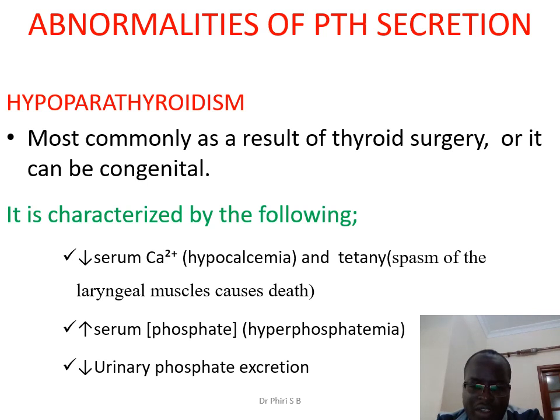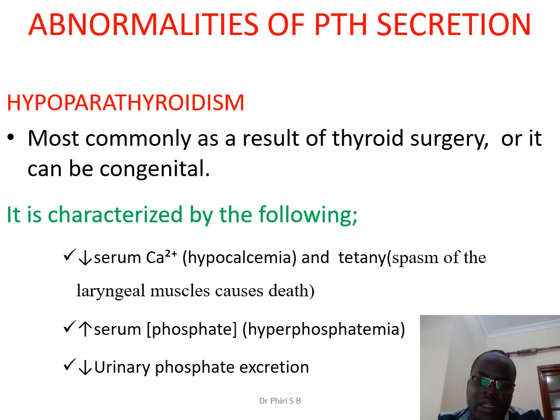There is also an increase in the serum phosphate levels, because now there is nothing inhibiting the reabsorption of phosphates. You are going to have an increase in the concentration of phosphates, which is called hyperphosphatemia, as opposed to hypophosphatemia if you have an excessive amount of parathyroid hormone. Then there will be a decrease in the urinary phosphate excretion, because much of the phosphate is being reabsorbed in the kidneys, which makes sense.